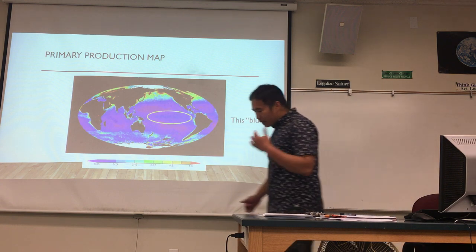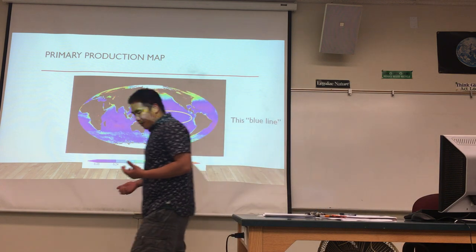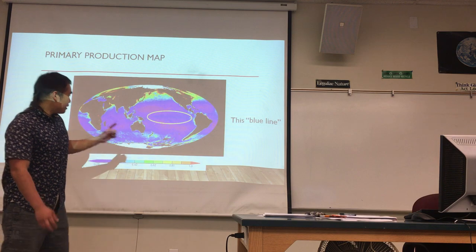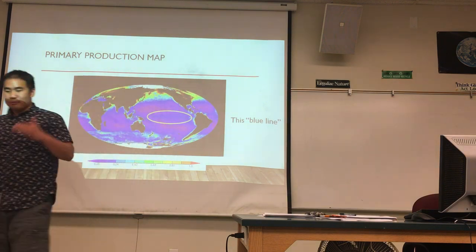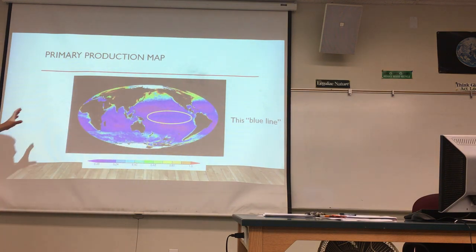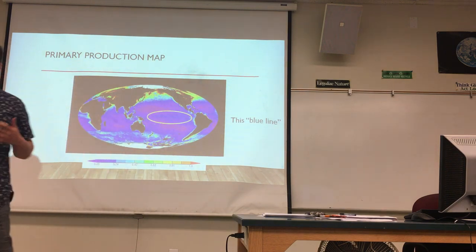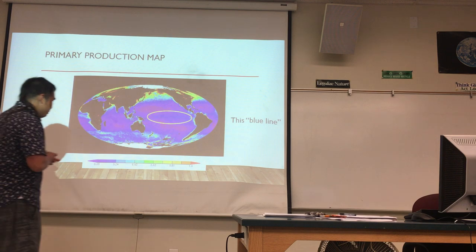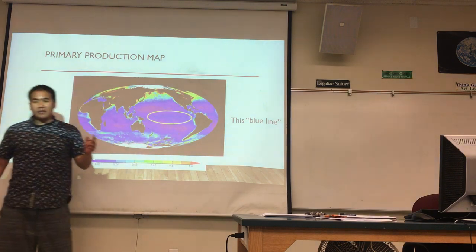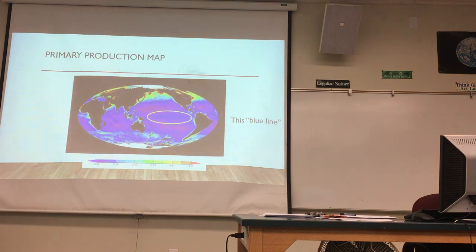Okay, so this is where we left off, right? We left off on trying to explain this blue line. Remember, there's this blue line right in the middle of the oligotrophic ocean. What's oligotrophic mean again? Lacking nutrients. Good. Okay, so considering this part is blue, what can you tell about that part compared to the rest of the ocean?